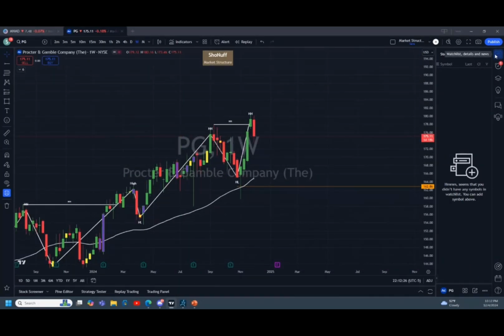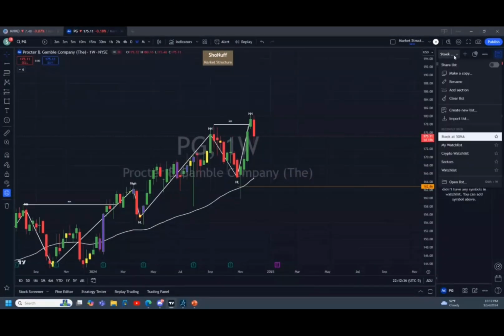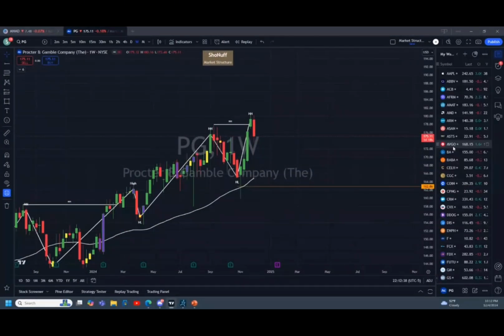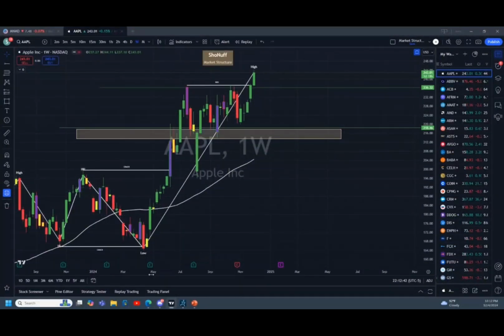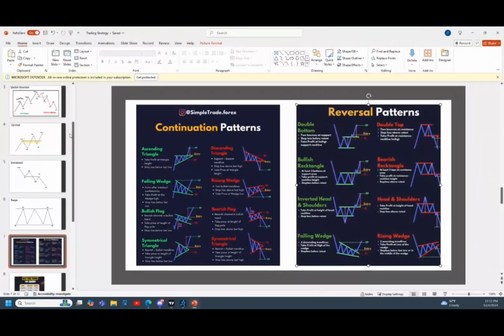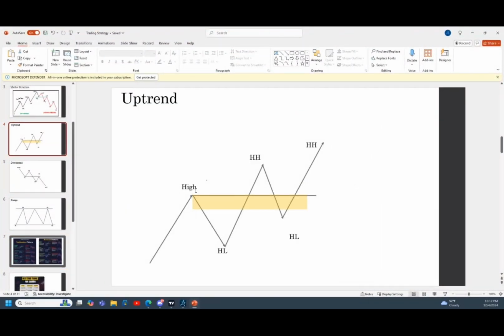So, couple things. I don't use any scanners. I literally have a watch list, right? I have a watch list, and I go through the charts, and I'm looking for charts that have this setup. If it has this setup, it has my attention.